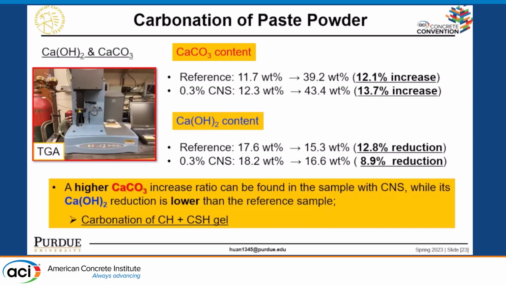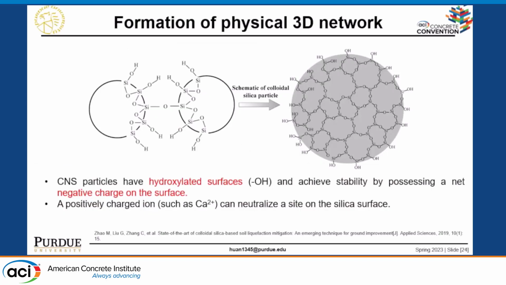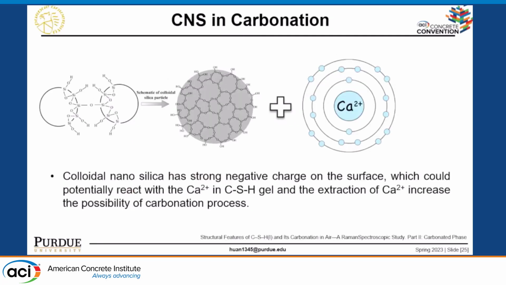We did some review, and we also tried to find out why. The CNS particle is a material that has a negative charge on its surface. Previous researchers have pointed out that this kind of negative charge on the surface has the potential to combine with positive charged ions, and in our case, calcium ions. So we believe that during the mixing, curing, even the carbonation process, those colloidal nanosilica negative charge surfaces may combine with or extract the calcium ion from the CSH gel and make it more feasible for the carbonation process.